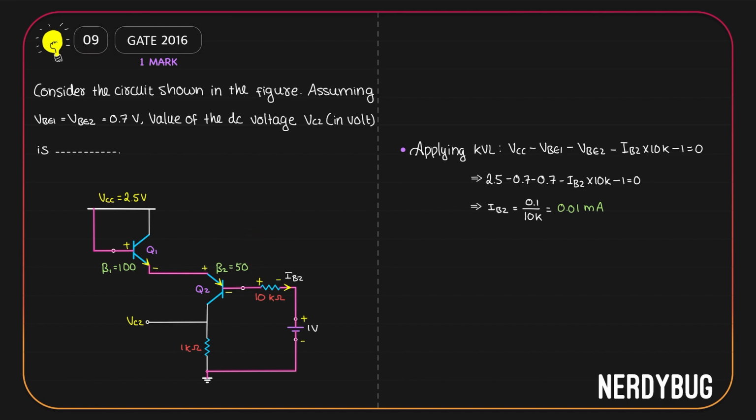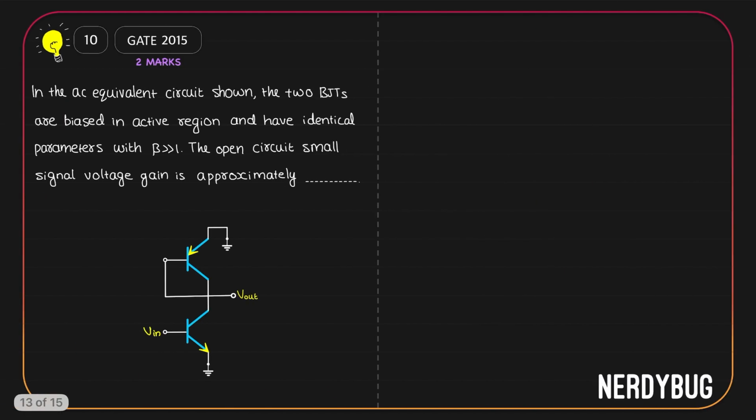It is 50. So IC2 is beta 2 times IB2. Beta 2 is 50, IB2 is 0.01 milliampere. So IC2 is 0.5 milliampere. So current flowing through the 1 kilo ohm resistor is 0.5 milliampere. That means the potential across it is IC2 multiplied by 1 kilo, or 0.5 milli multiplied by 1 kilo, which is 0.5 volt. So the final answer is 0.5. Let us see the next problem.